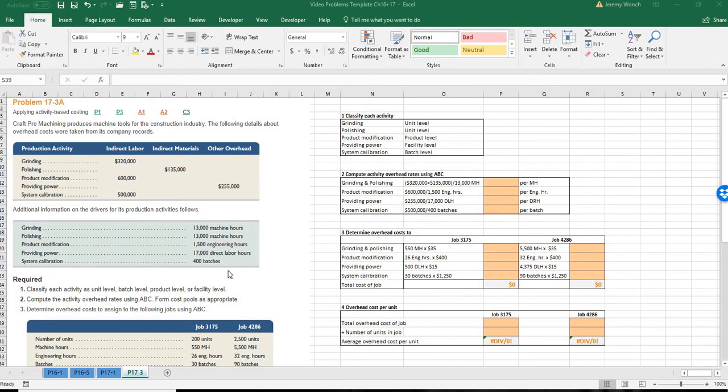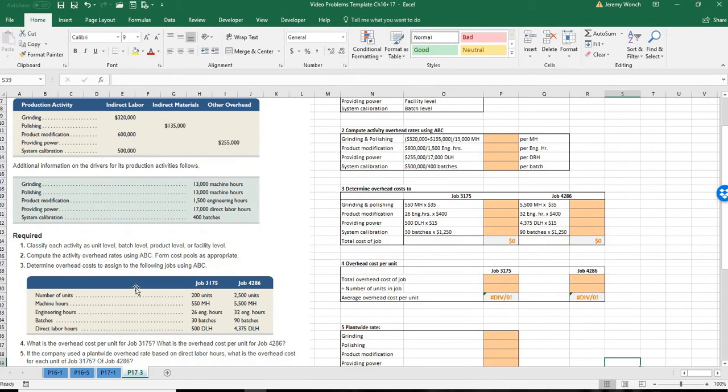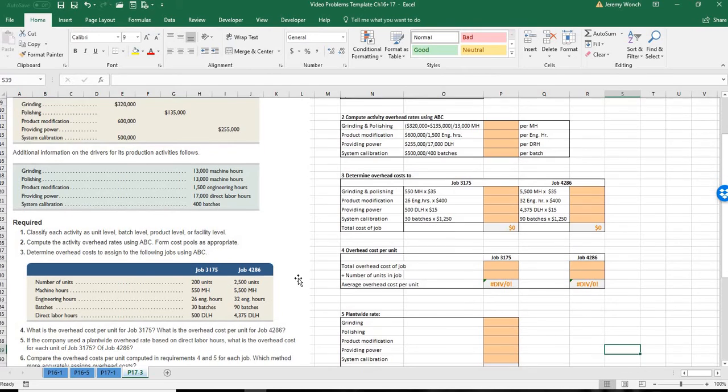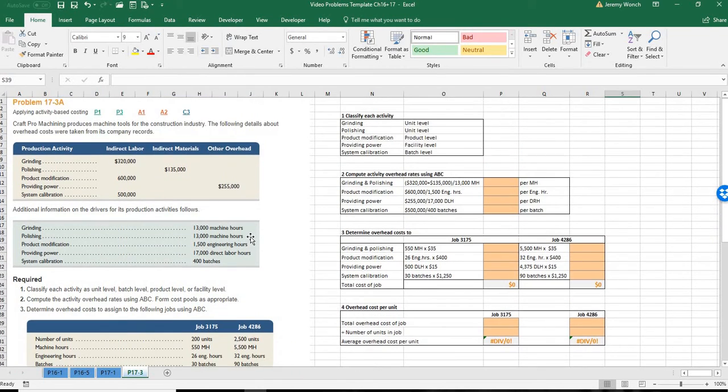Then it gives us some other information here. We have two different jobs, and it gives the information that goes into each one of those jobs. The first thing it asks us to do is to classify each activity at a unit level, batch level, or product or facility level. What level are these costs being incurred? For grinding and polishing, those are incurred at the unit level. When we're making these individual units, that's what's causing the grinding and polishing cost.